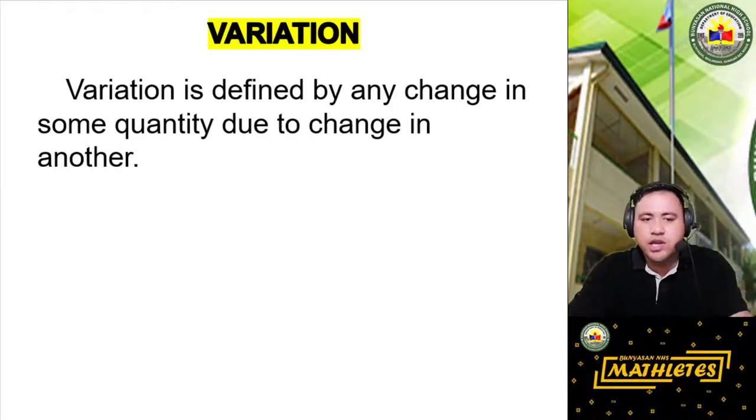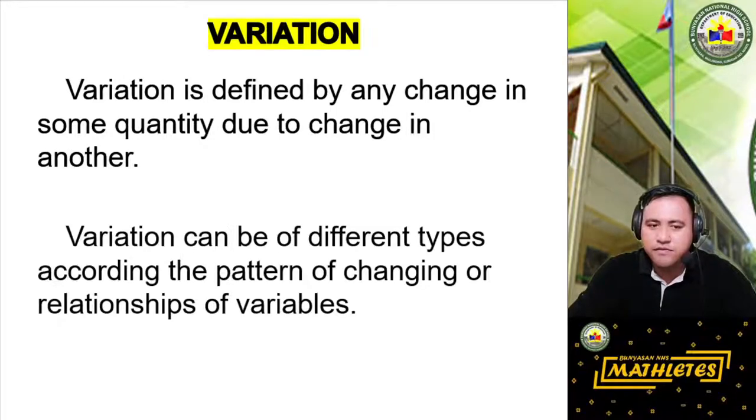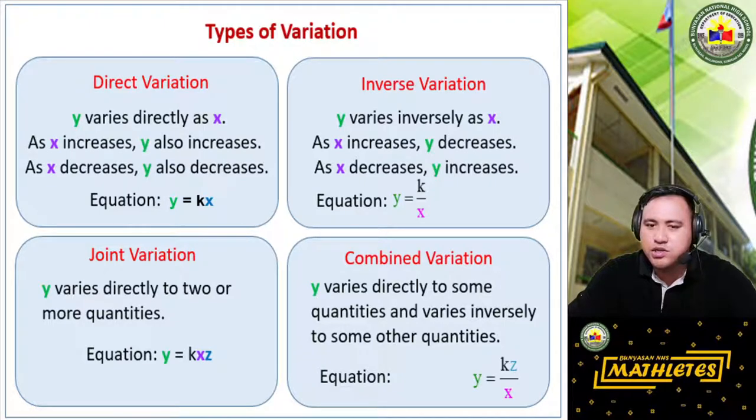What is variation? Variation is defined as any change in some quantity due to a change in another. In short, variation is all about the relationship between quantities, tungkol sa relasyon ng mga quantities. Variation can be of different types according to the pattern of changing or relationship of variables. These are the types of variation. We have the four types: direct, inverse, joint, and combined.